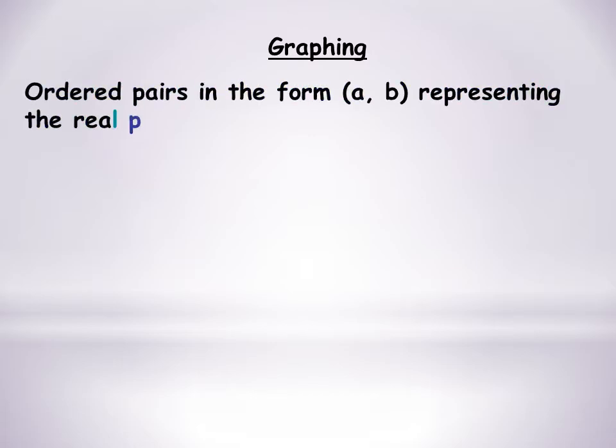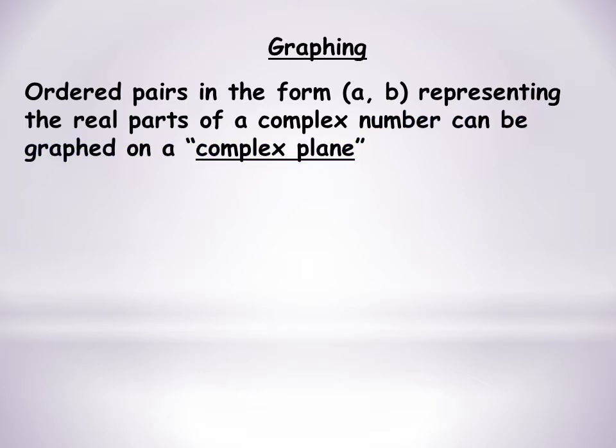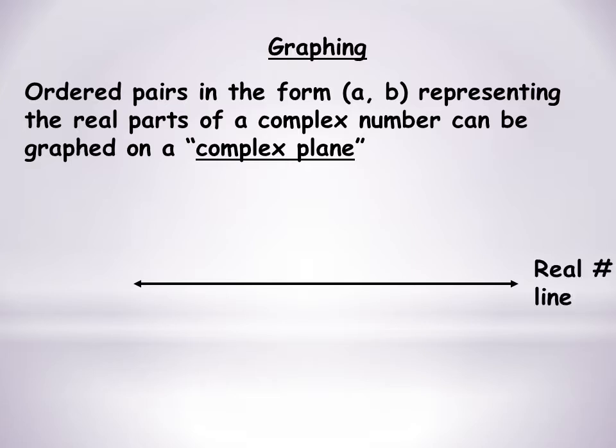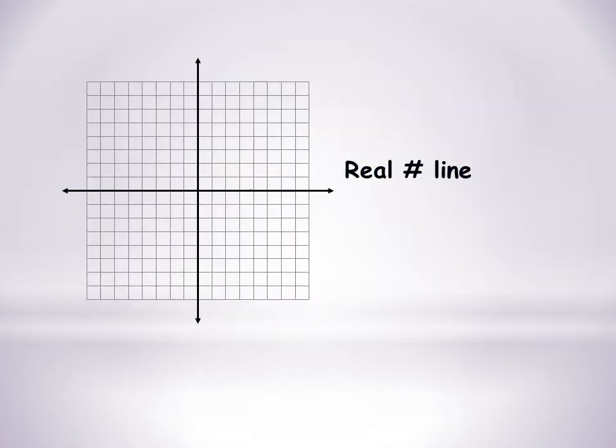So to continue our talk about imaginary numbers, we're going to talk about graphing. Ordered pairs in the form of a, b, representing the real and imaginary parts of a complex number, can be graphed on a complex plane. The x-axis is where you put all of your real numbers, so this becomes your real number line, and the y-axis is your imaginary number line. So x is real, y is imaginary.